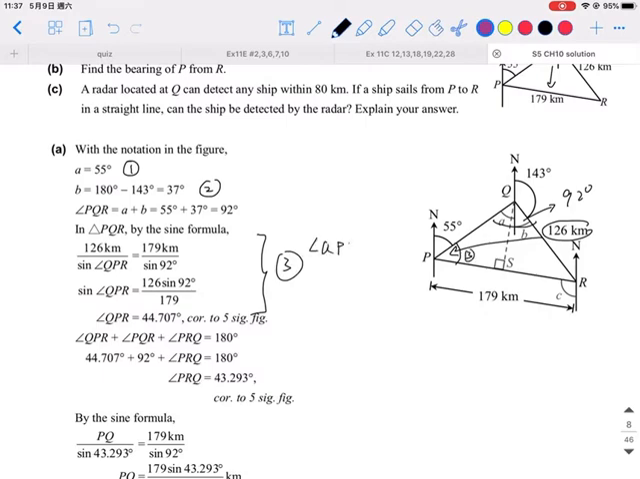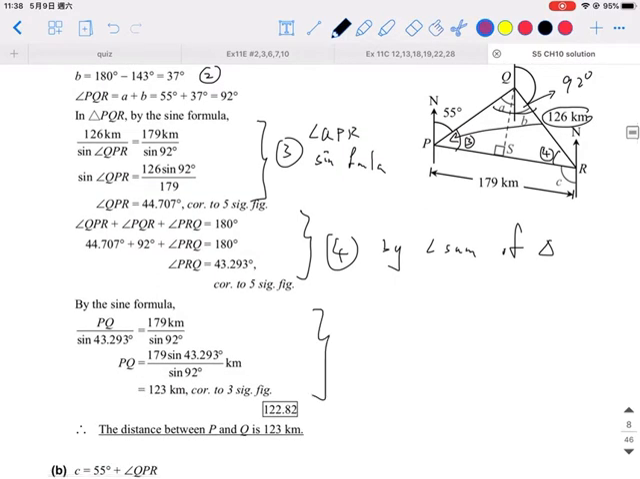Find QPR by the sine formula. Once you finish QPR, you can find the angle R by the angle sum of a triangle. It's the fourth part. Once you get this angle R, then you can apply the sine formula again to find PQ. So this is the fifth part. Therefore, we can finish part A.